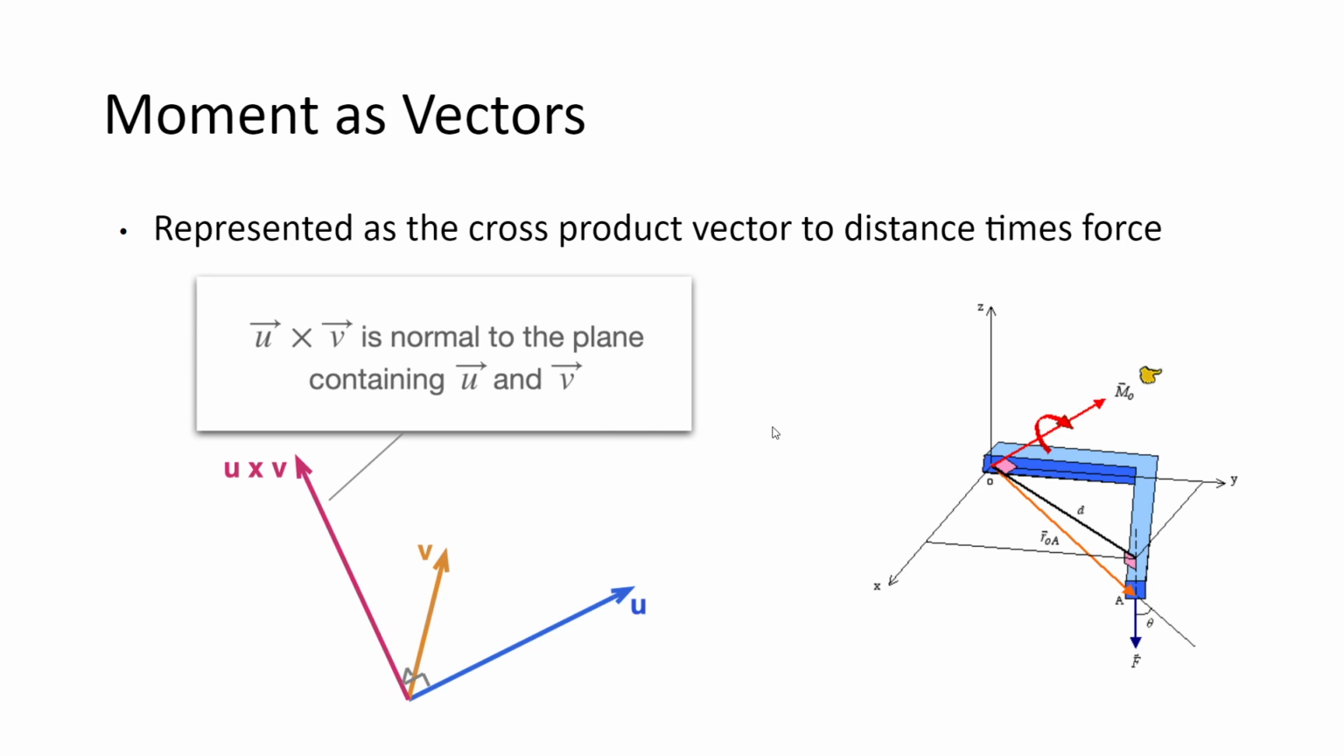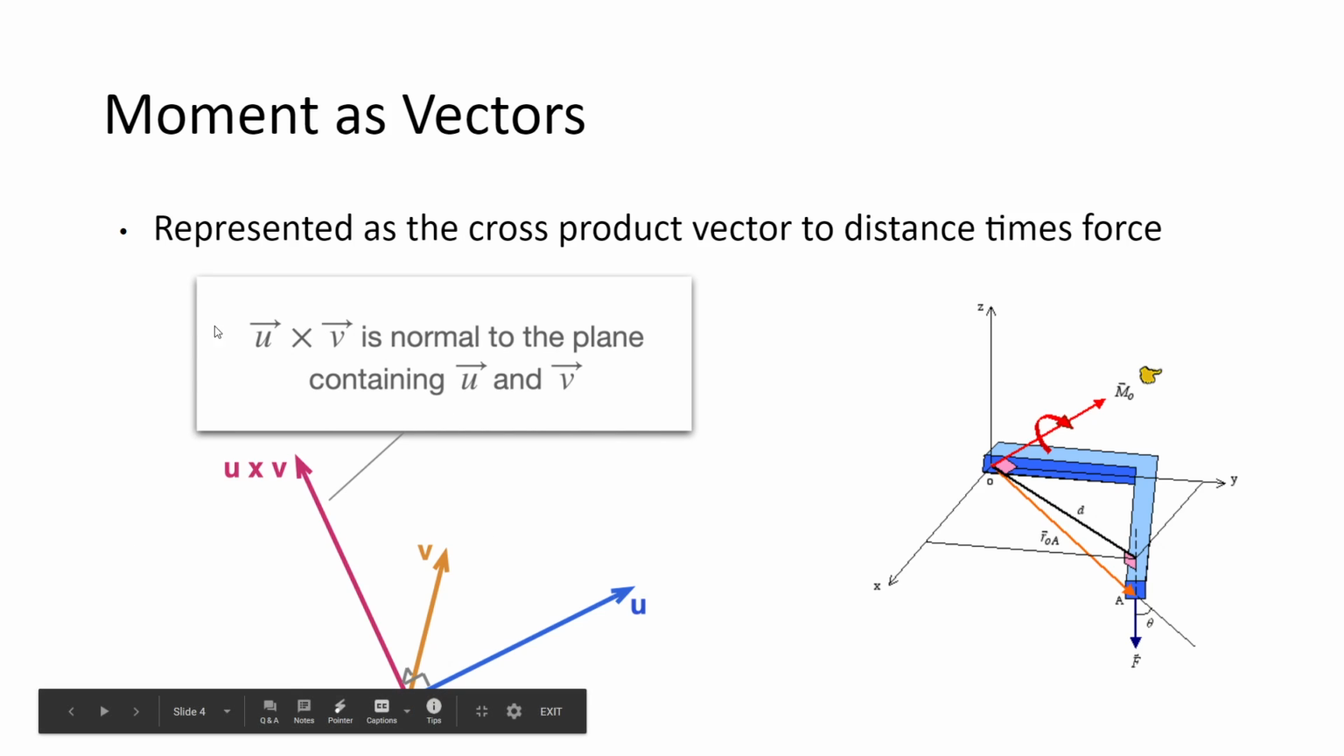So moments are vectors. And we like to consider moments as vectors because it lets us add them together or subtract them from one another. It lets us work with them in 3 dimensions. And it makes it very easy for us to do that, especially in calculations that use computers and things like that. So let's go ahead and look here at this example on the left.